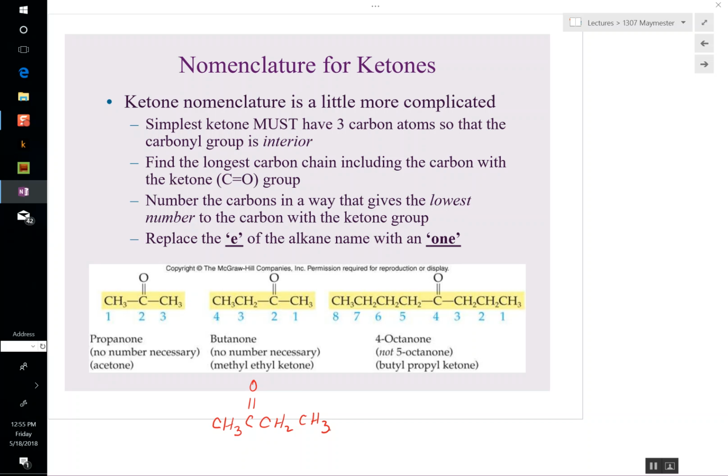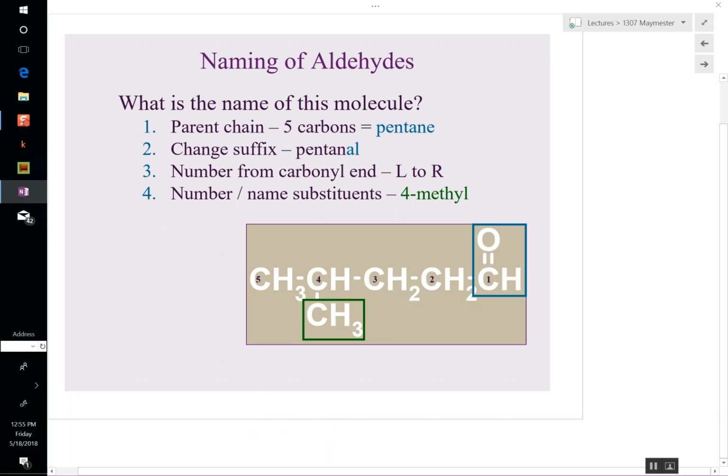Okay, yeah, we'll come back to this. Methyl ethyl ketone, acetone. Okay, go ahead and name that molecule.